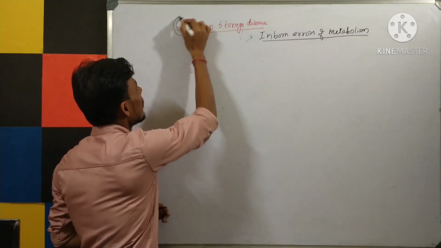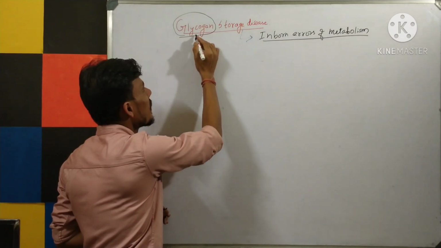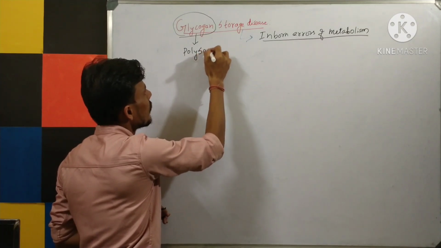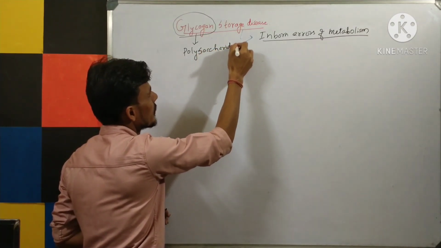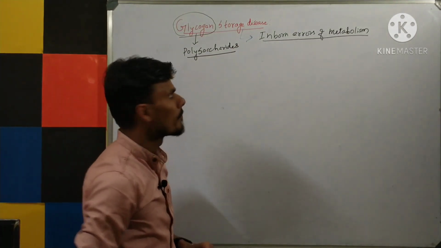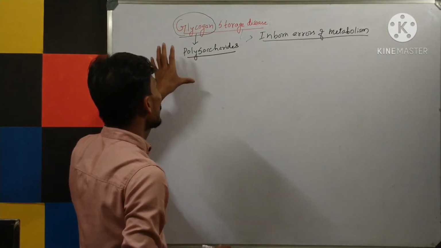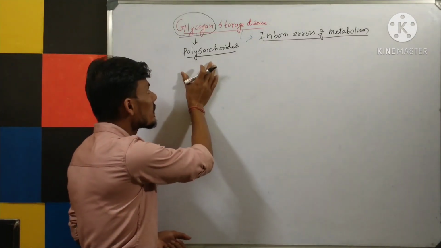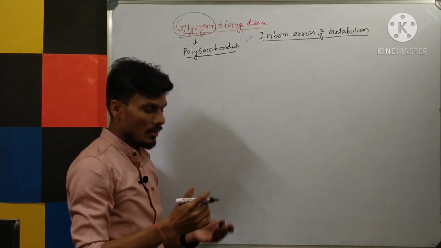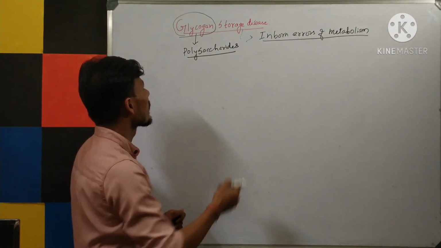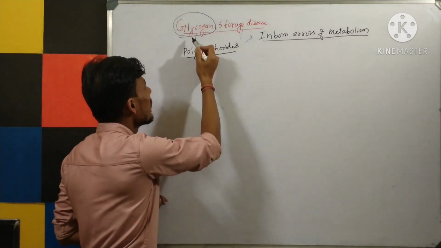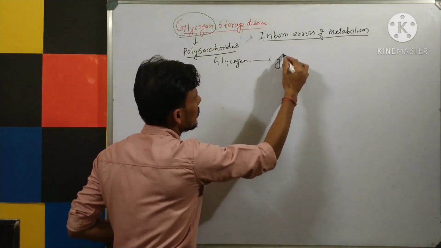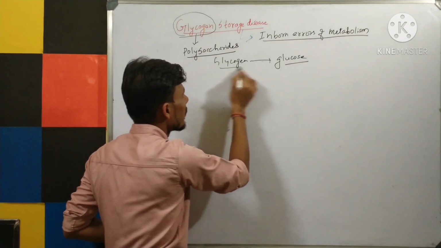Now see here in glycogen storage disease. What is glycogen? Glycogen is a polysaccharide, or you can say it is a carbohydrate, because all these saccharides come under the carbohydrate group. It is the main important storage form of glucose, and glycogen is stored in the muscles, in the liver, or in the cells, right? When there is a need of energy, the glycogen is converted into glucose. Remember that. I will repeat once again.